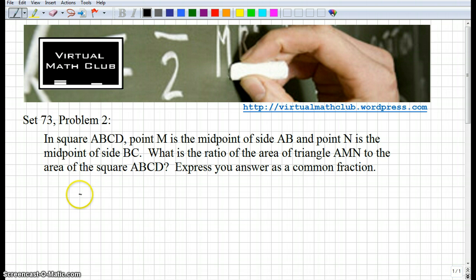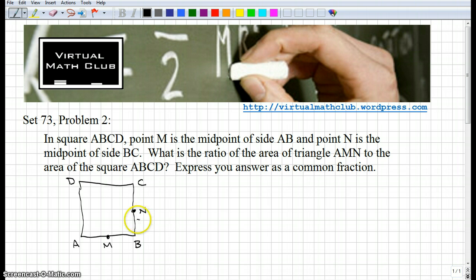So let's first of all draw a picture. Let's draw a square. Alright, so there's our square, sort of square. And let's label the vertices A, B, C, and D. And we're told that M is the midpoint of AB. Okay, so there's M. And N is the midpoint of BC, so this is N.